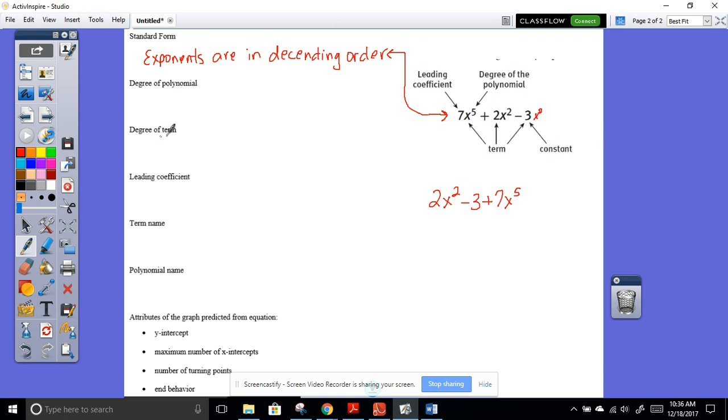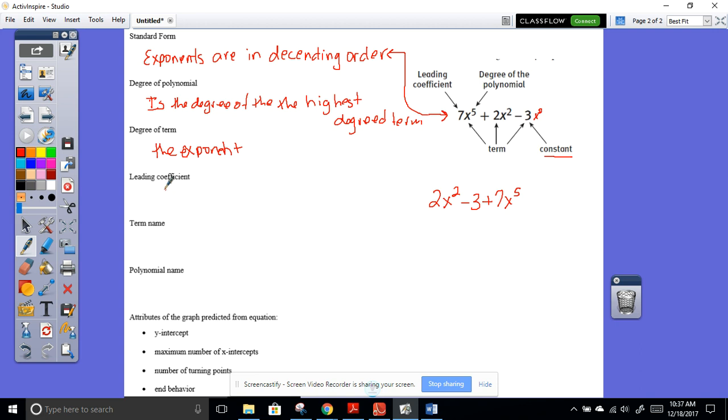Okay, so the degree of the polynomial is different than the degree of the term. This term right here is a 5th degree term. This is a 2nd degree term, and this is a 0 degree term, which can also be called a constant. Okay, then we tell the degree of the polynomial. That is the degree of the highest degreed term. So you have to be able to tell the degree of each term. You have to be able to find the degree of each term in order to find the degree of the polynomial. This term is 5th degree, this term is 2nd degree, and this term is a constant. And since the 5th degree is the highest, we would say that that is the degree of the polynomial.